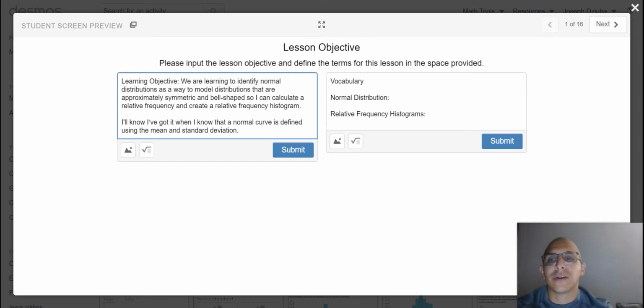Today we're going to be learning to identify normal distributions as a way to model distributions that are approximately symmetric and bell-shaped. So I can calculate a relative frequency and create a relative frequency histogram. I'll know I've got it when I know that a normal curve is defined using the mean and standard deviation. Let's begin.